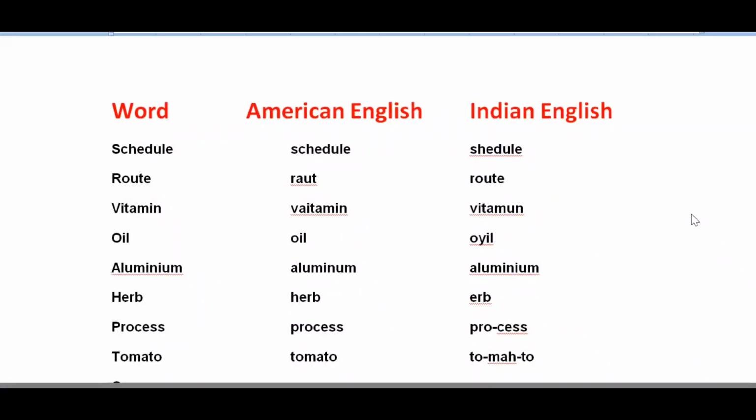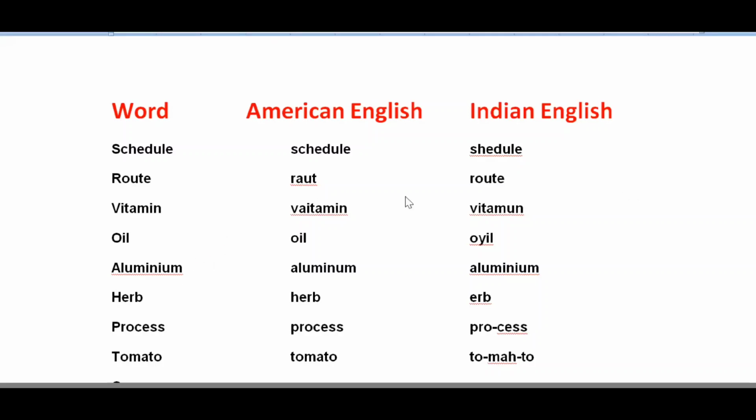So we are on the computer screen now and you can see there is a word list. We have the word, American English and Indian English. And here we would learn how Indian people pronounce the word differently than American speakers. So the first word we have is schedule. American people read it as schedule, and Indian people pronounce this word as schedule.